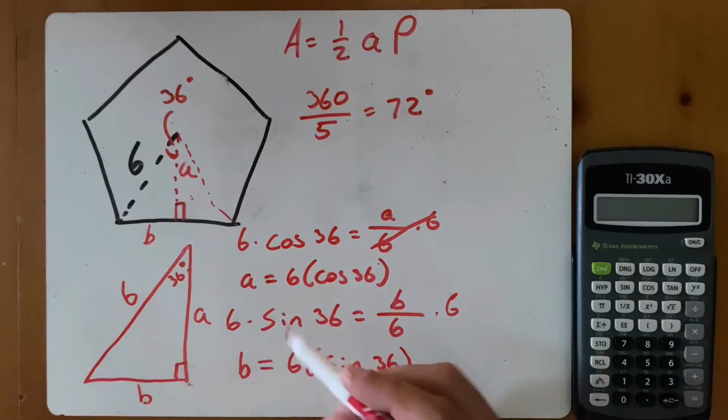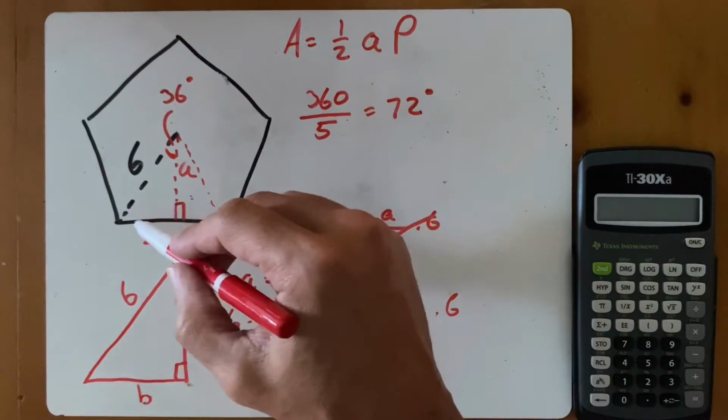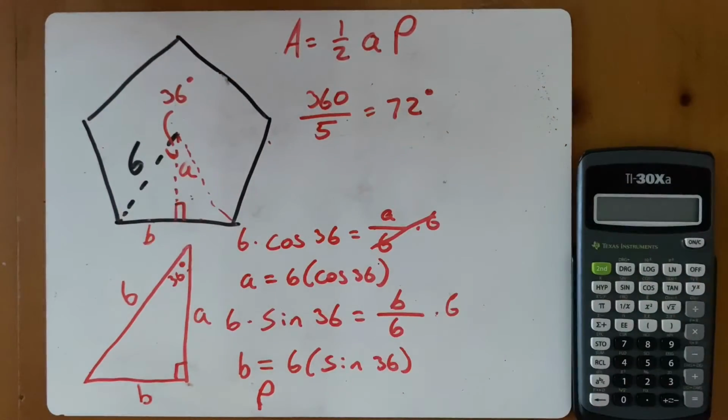Now, to find perimeter, we're going to take B, double it to find the length of one side, and then multiply that by 5. So ultimately, we're going to multiply B by 10, and that will give us the perimeter, since there's 1, 2, 3, 4, 5, 6, 7, 8, 9, 10 sections there.